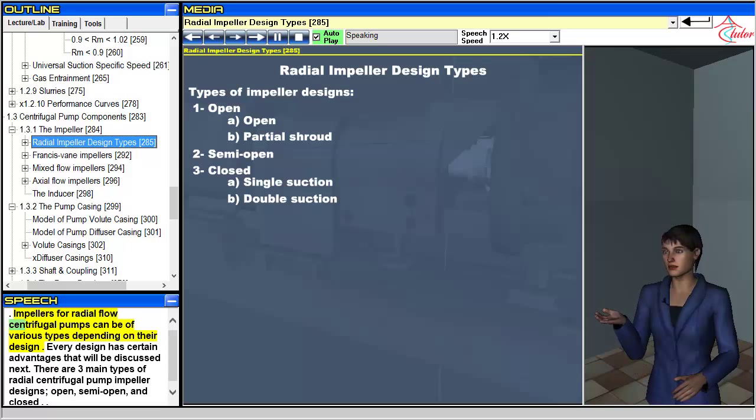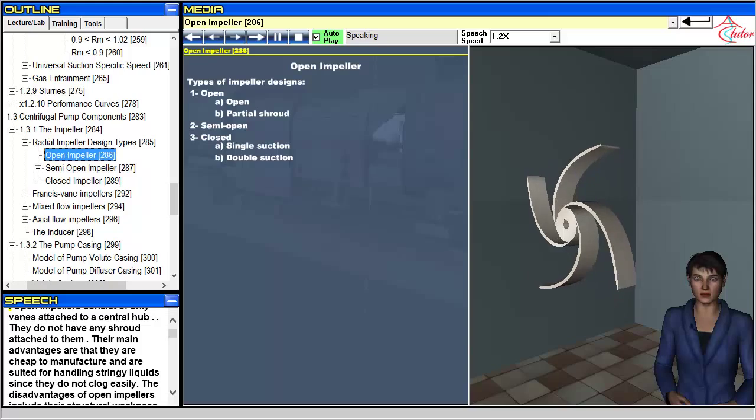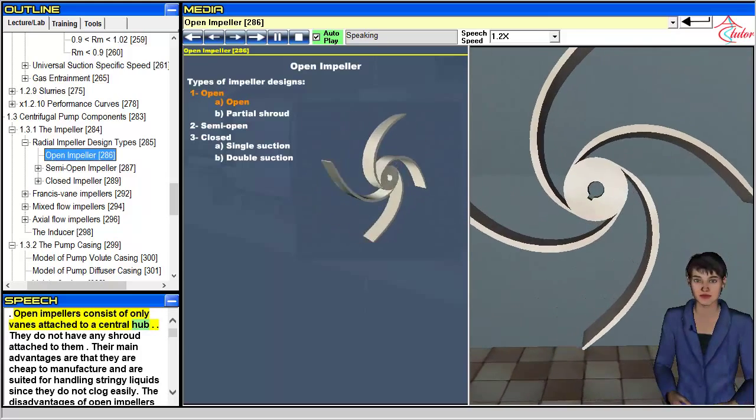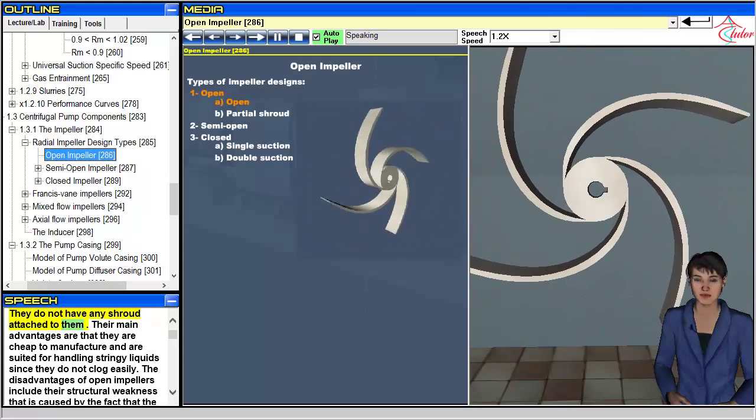Impellers for radial flow centrifugal pumps can be of various types depending on their design. Every design has certain advantages that will be discussed next. There are three main types of radial centrifugal pump impeller designs: open, semi-open, and closed. Open impellers consist of only vanes attached to a central hub. They do not have any shroud attached to them.